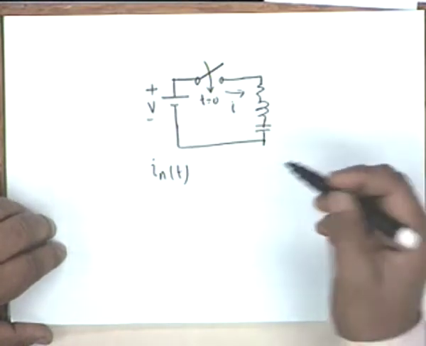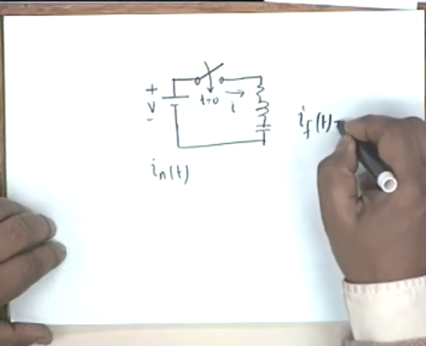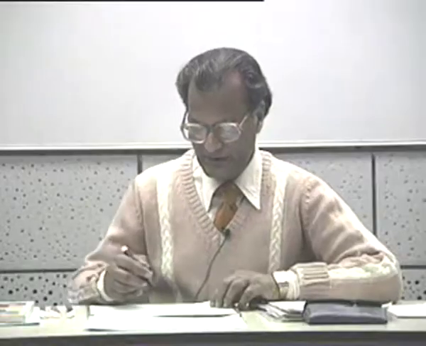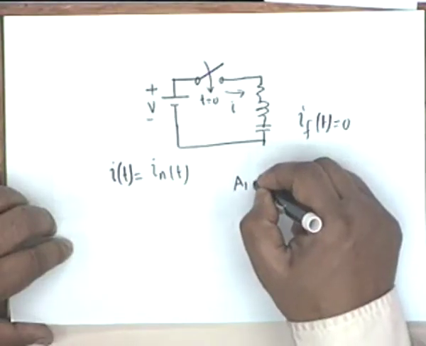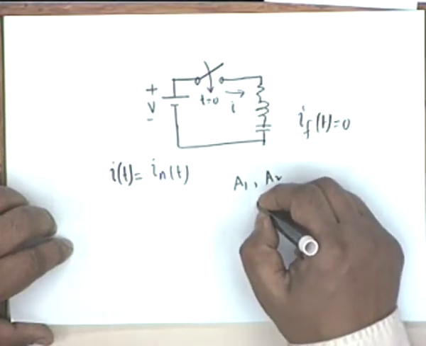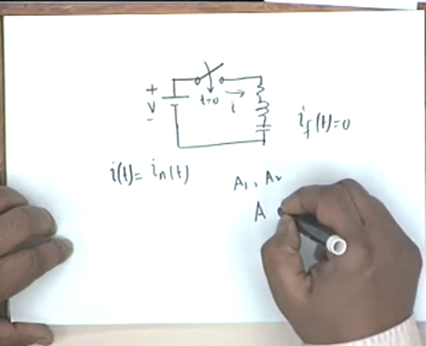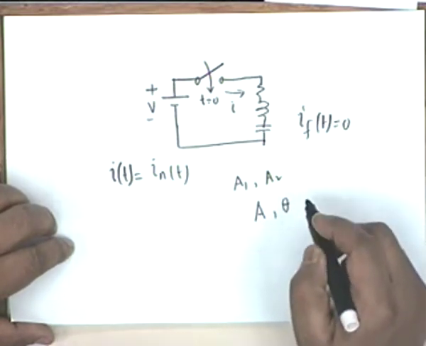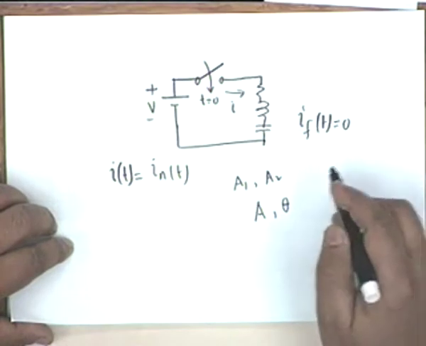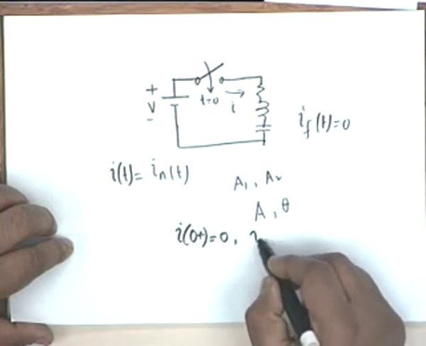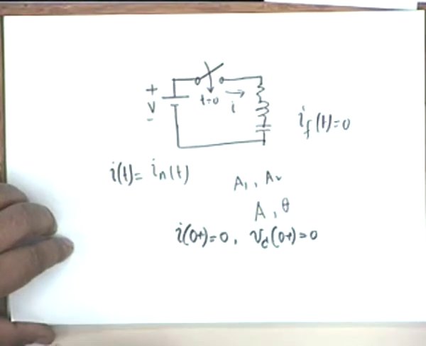It does not allow any current, and therefore i_F(t) is equal to 0, and therefore the total solution is equal to i_N(t), and the two constants A1, A2 in the first two cases, A and theta in the third case when the roots are complex, shall be determined from the initial conditions that I of 0 plus equal to 0 and V sub C of 0 plus is also equal to 0. The two initial conditions shall determine this.